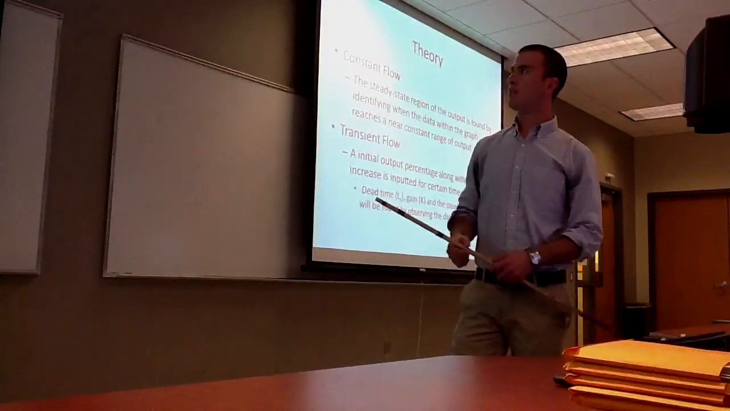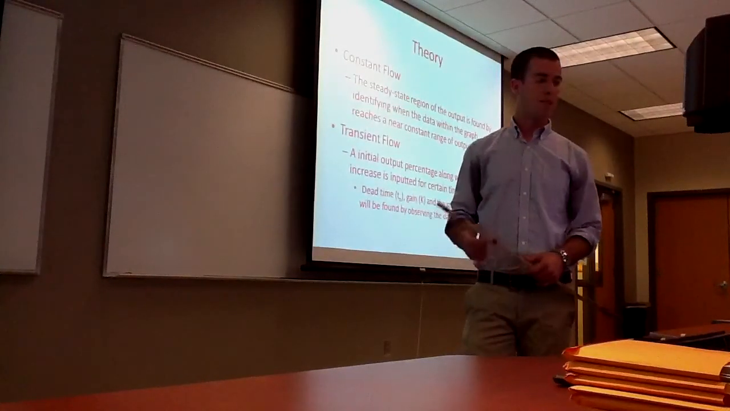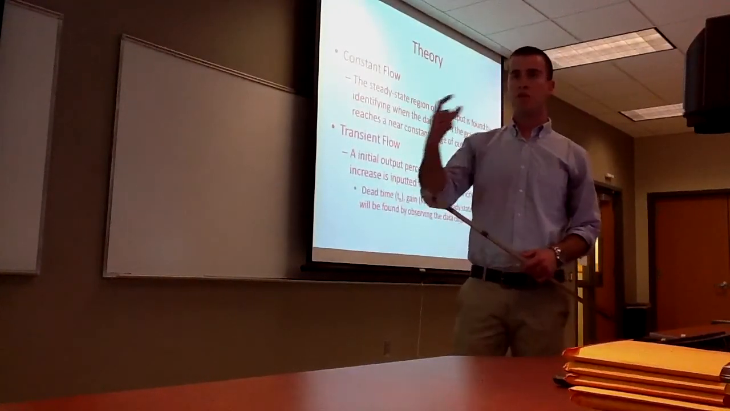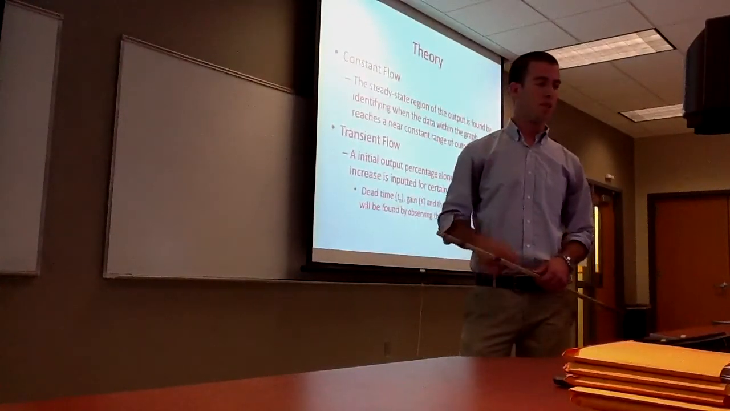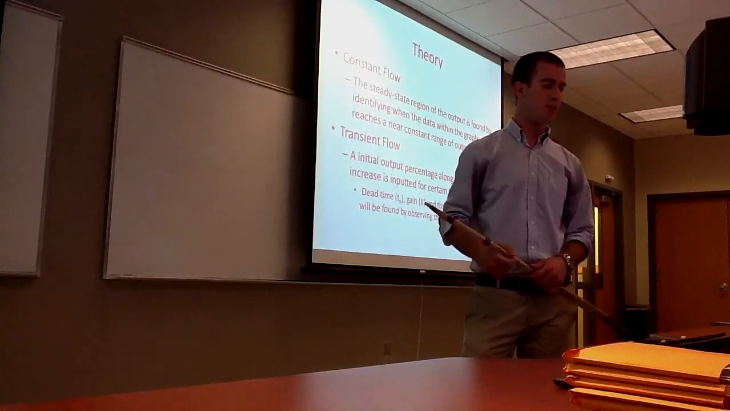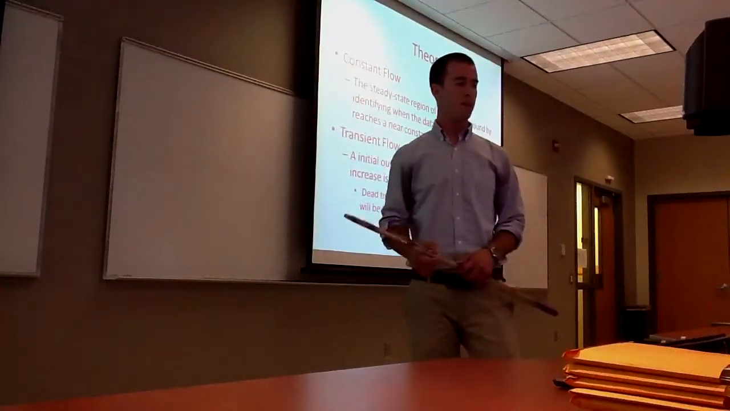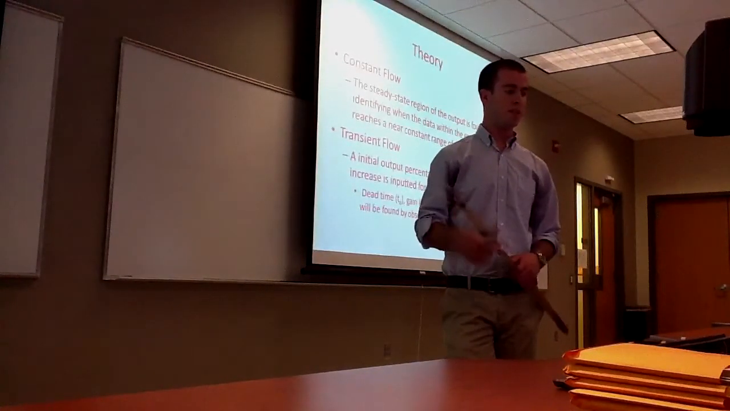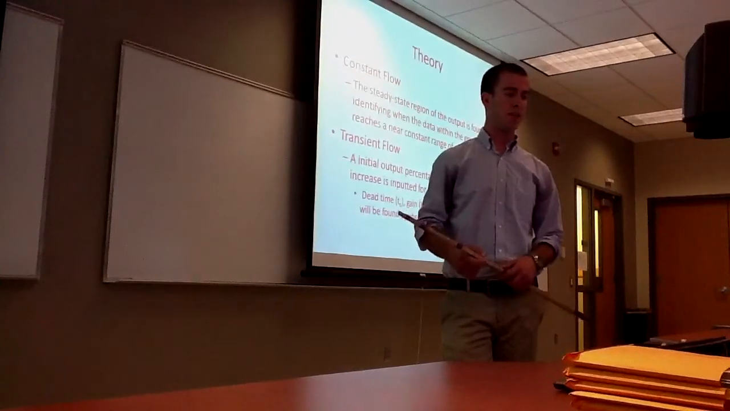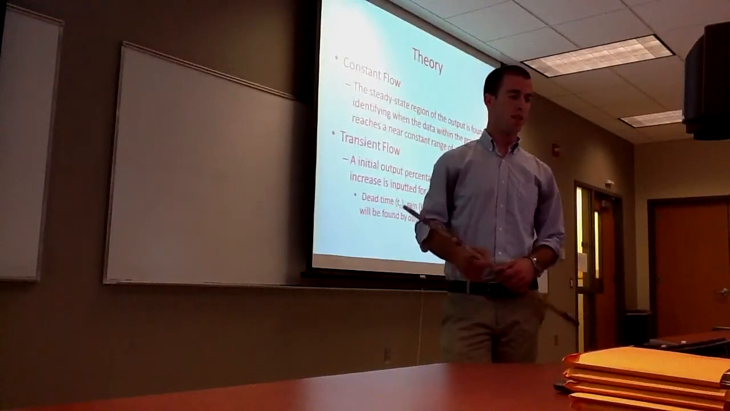Basically, the steady state region is found by identifying when the data within the graph reaches a constant range. So whenever you get little variation in the output, you can determine where your steady state region is. And in the transient flow, the initial output percentage, you can apply a dead time, also a gain, which I'll show you in the next page, and the steady state time.